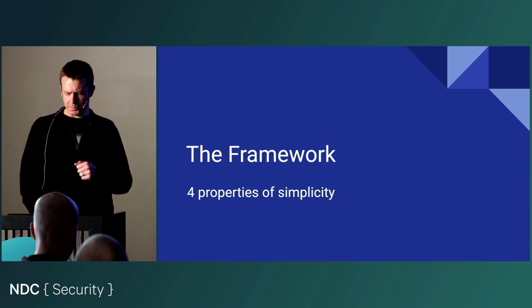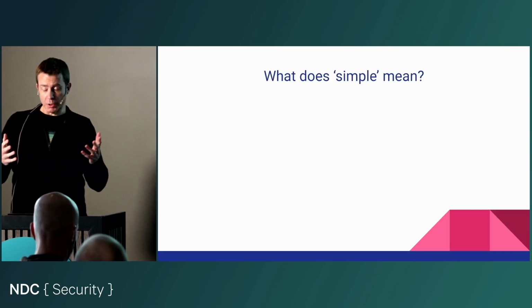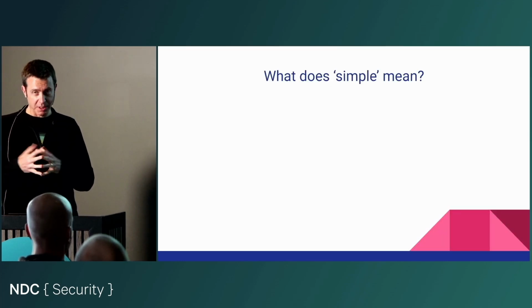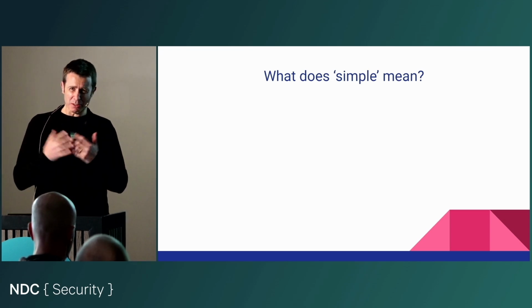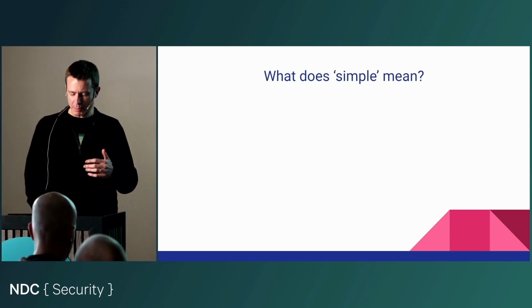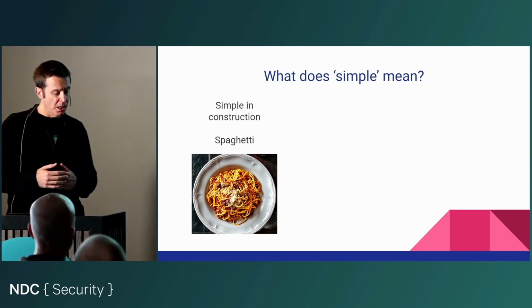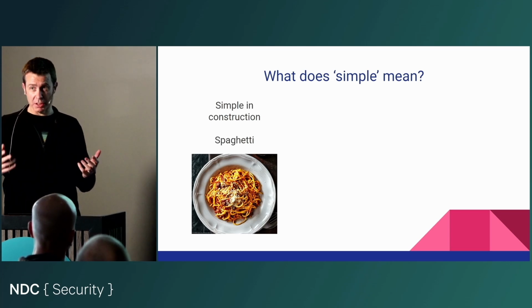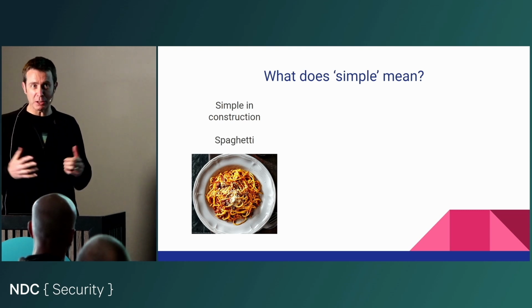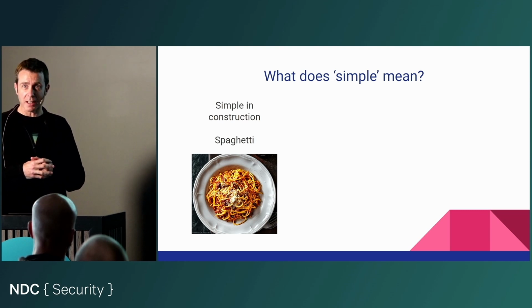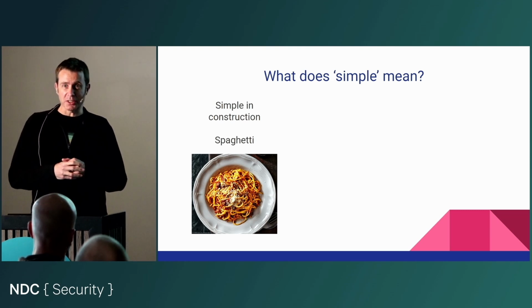So the first question posed by the TED Talk is, what does simple mean? And it turns out it's not an easy question to answer. You can think about it in different ways. You can think about something as being simple in construction. So spaghetti bolognese was probably one of the first meals I ever learned to cook, just because it's a simple place to start. It's kind of easy to make.